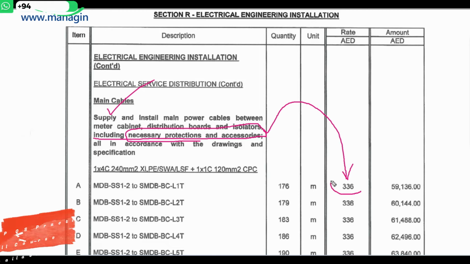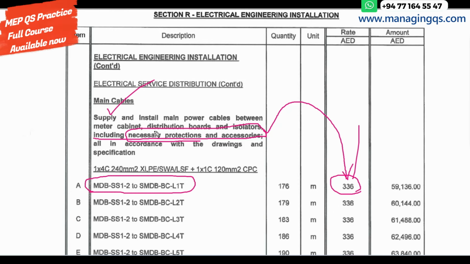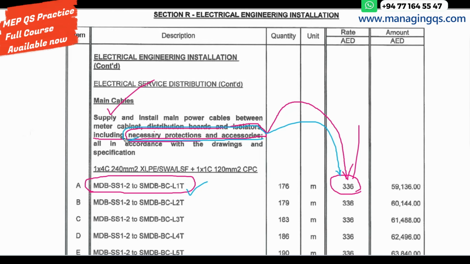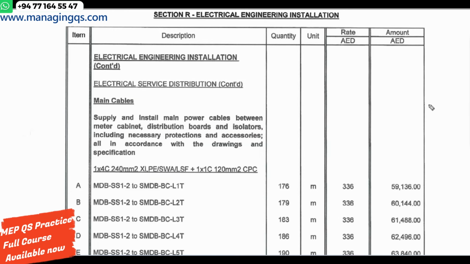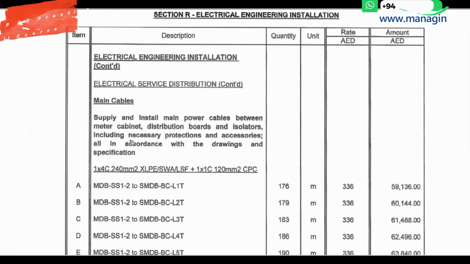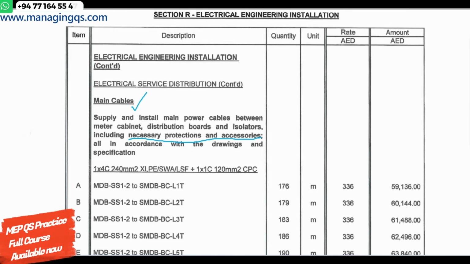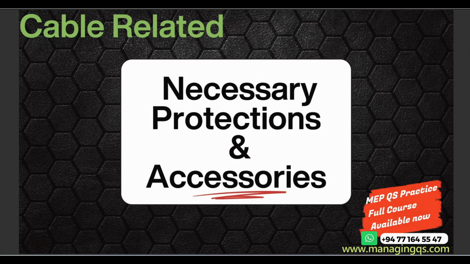So this rate includes the cable material cost, and also the necessary protection and accessories cost. You can easily find the cable from the drawing, but the necessary protection and accessories are a little bit tricky. So now I am going to explain the general necessary protection and accessories for cables. Once you know this idea and strategy, you can easily implement this information in your rate production time.